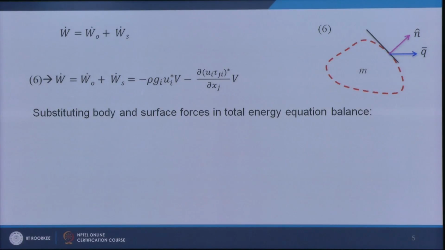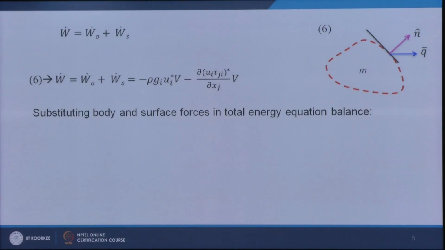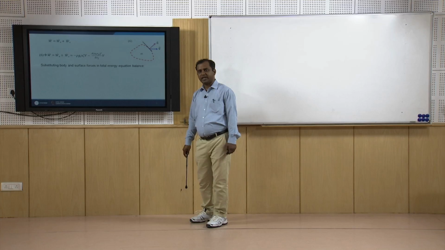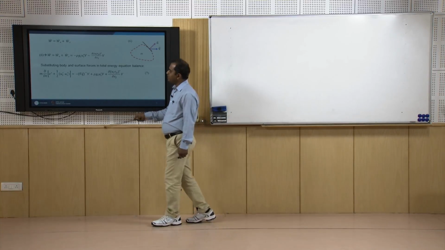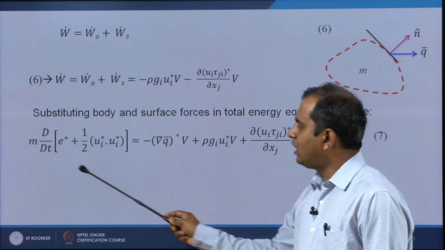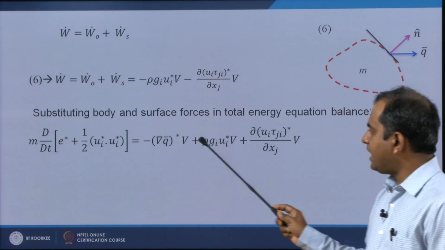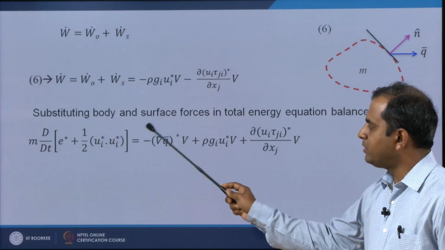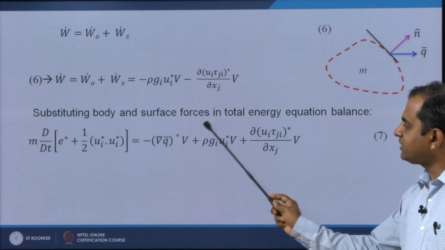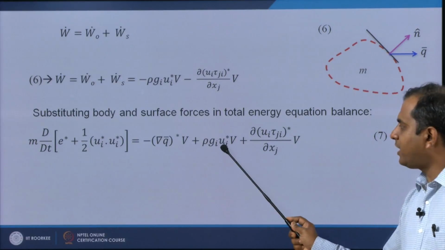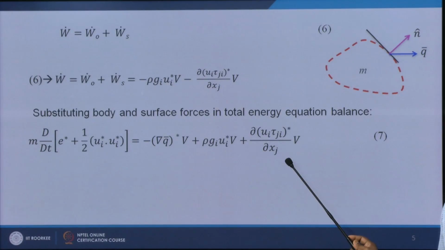Now, if we substitute these body and surface forces in the total energy equation, along with Q dot, which I have already simplified into a vector form, then we get this. You see, the left hand side is the rate of change of energy storage. In the right hand side, the first term comes from capital Q dot, which was heat transfer, and this term comes from work transfer. The first part is the work done due to body force and the second part is the work done by the surface forces.